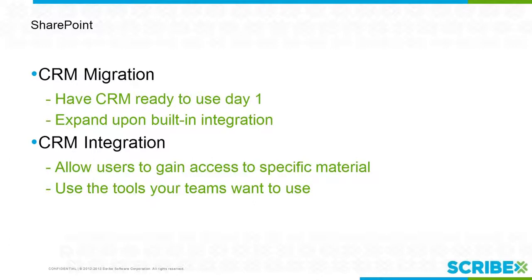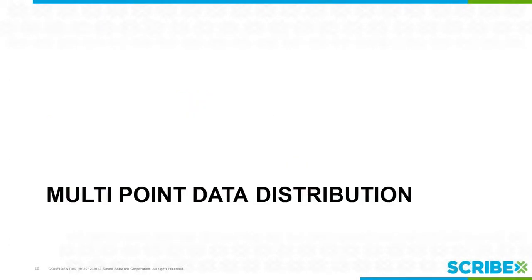Now, the next thing we want to shift over to is what we call multiple point data distribution, or federation is another term that's used. Scribe is often used to help keep systems in synchronization. Obviously, we often are doing ERP to Dynamics CRM or SharePoint or Salesforce.com integrations, where we're taking data from one system and putting it into another system and keeping the customer records aligned and the data aligned appropriately.